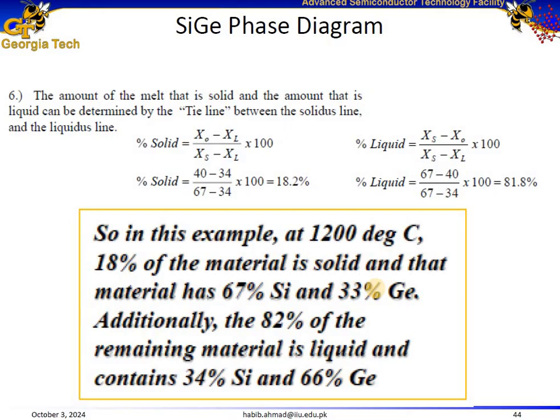This phase diagram and silicon germanium's properties make it crucial in semiconductor technology, where the alloy's integration into CMOS processes offers substantial benefits over other semiconductors.